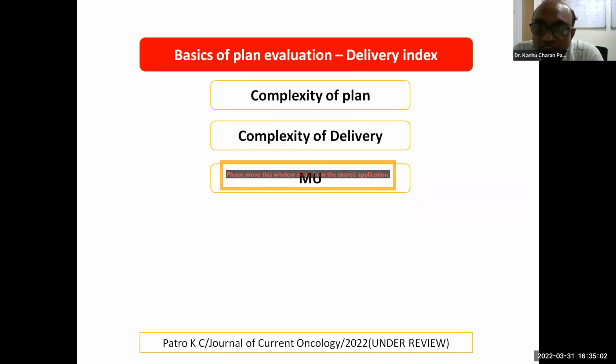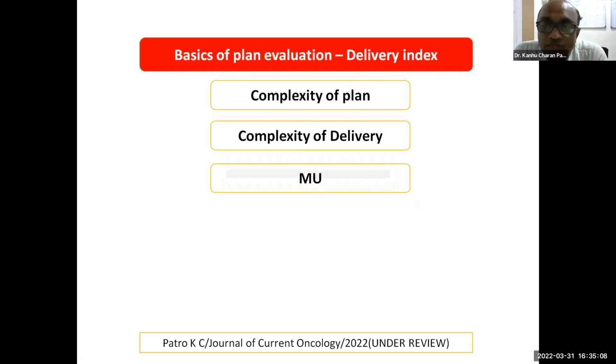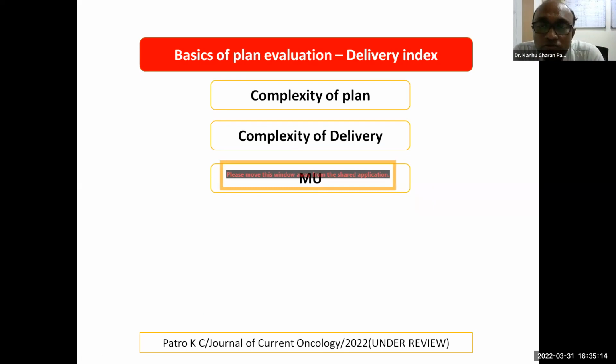What is the last index? If you have two or three plans, how to evaluate the plan? If two plans are similar in dose distribution and PTV distribution, you have to see how you can choose which plan is better. See the complexity of the plan. Suppose there are two IMRT plans, one IMRT plan has 9 beams, another IMRT has 7 beams, and both distributions are the same, then choose the 7 beam plan.